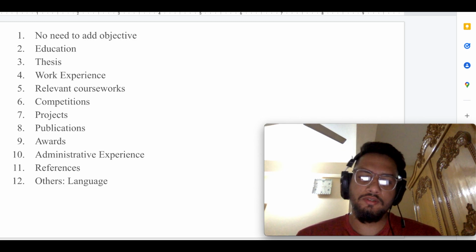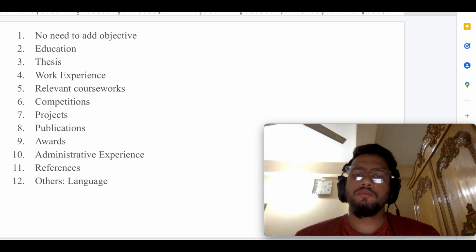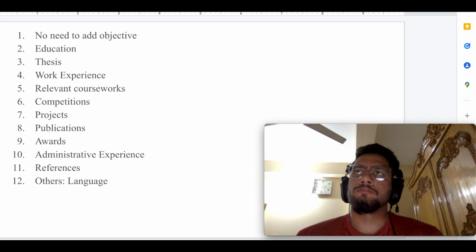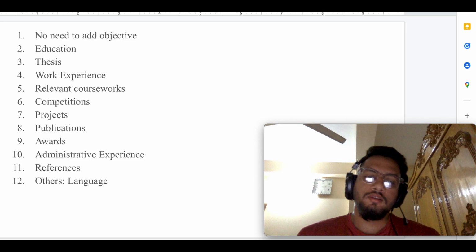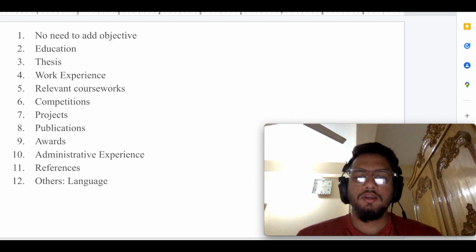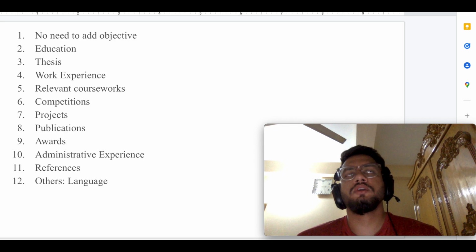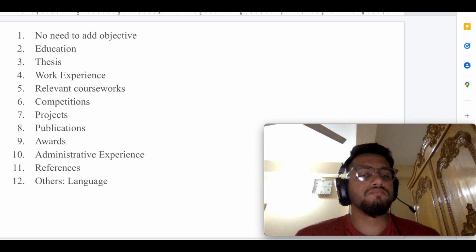And the ninth part is the awards. You might receive any sort of awards in the university or school or college life, so you can add the awards in this section. Like in my case, I have added the SSC and HSC scholarship information in this award section.